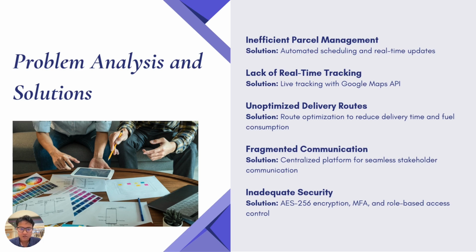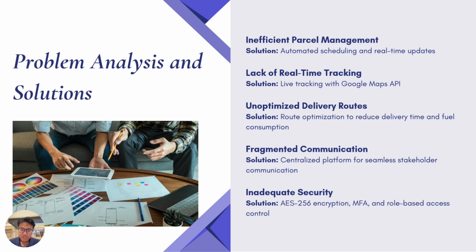So what are the problems that all the stakeholders have been facing? First of all is inefficient parcel management. So our stakeholders want this system to have automated scheduling and real-time updates, and also there is a lack of real-time tracking, which we will include in live tracking with the Google Maps API, and unoptimized delivery routes. So route optimization must be used to reduce delivery time and fuel consumption.